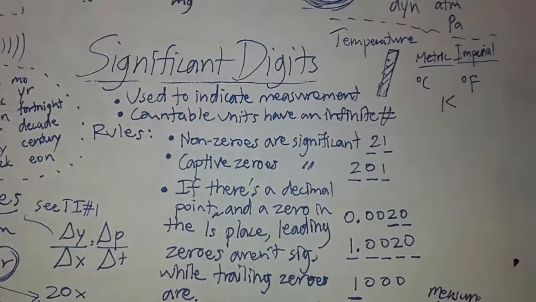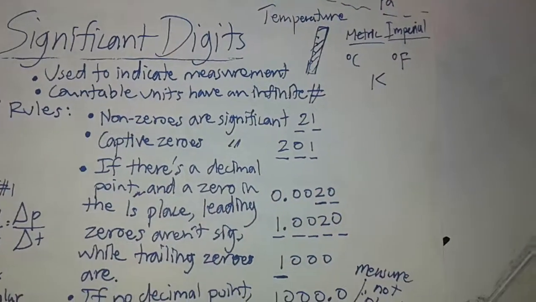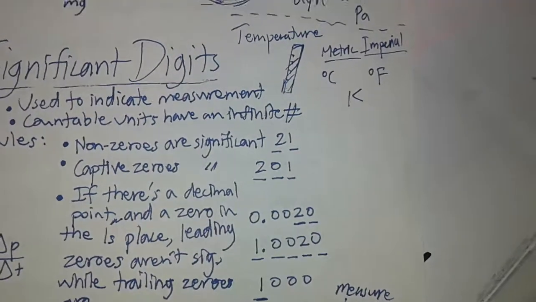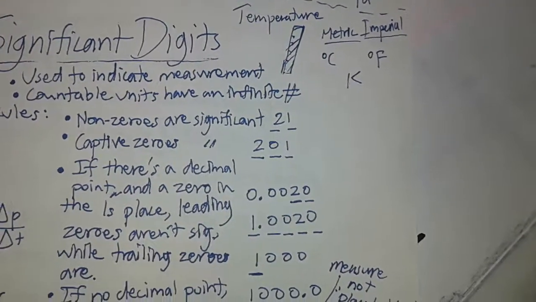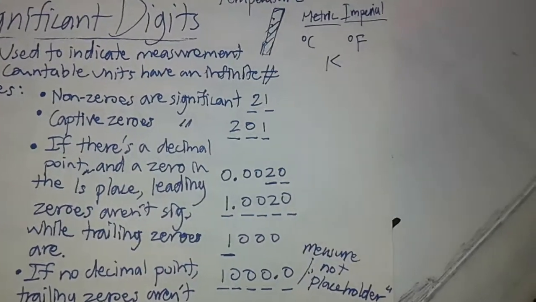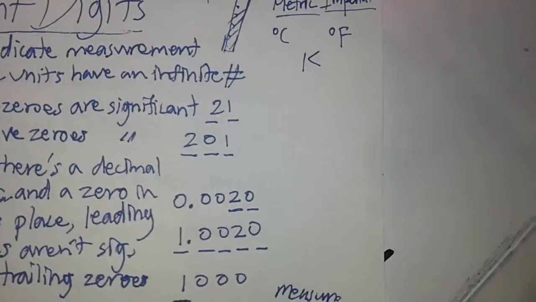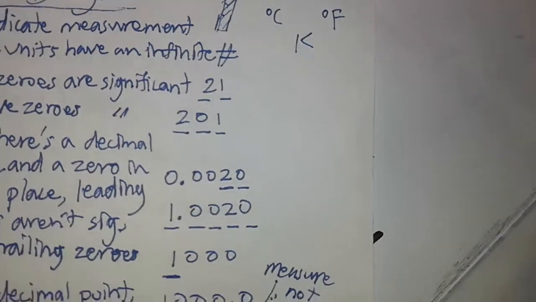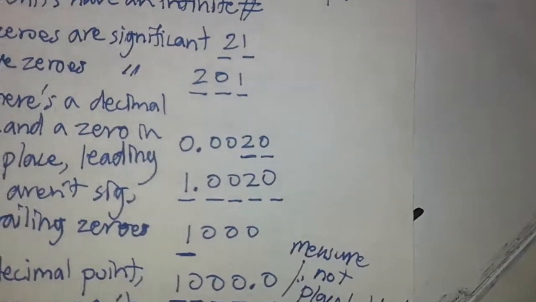Significant digits are used to indicate the measurement of different things. And if you want to know the certainty, we need to know which digits are significant. Non-zeros are significant, we know what they are. Captive zeros, the ones between two known values, those are significant.